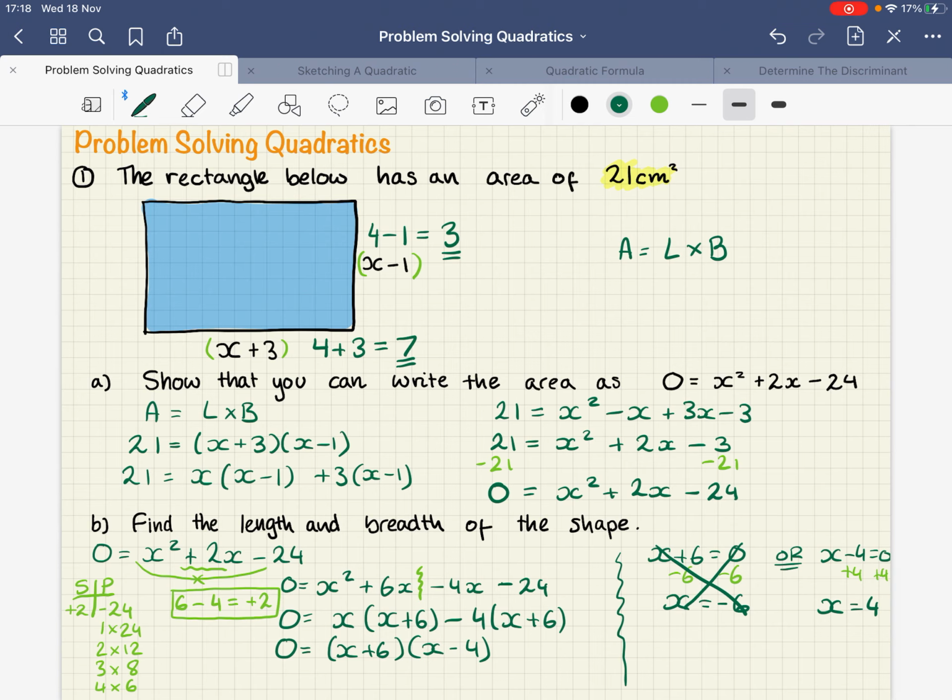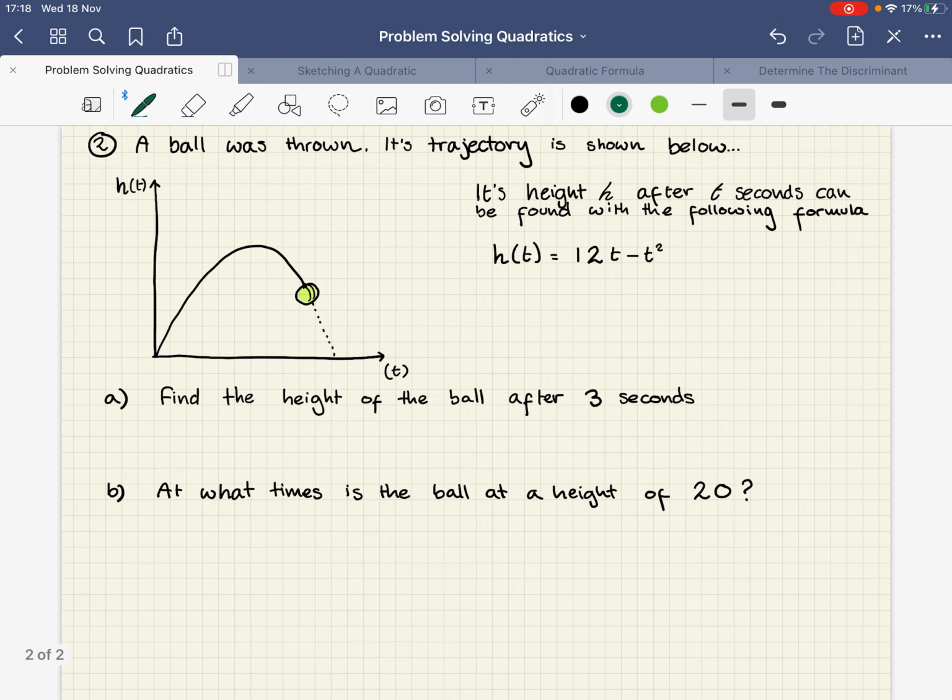Okay, so let's take a look at another example of one of these questions. Here I'm told a ball was thrown, and its trajectory is shown below in that little diagram. Its height h after t seconds can be found with the following formula: h(t) equals 12t minus t squared. Find the height of the ball after 3 seconds.